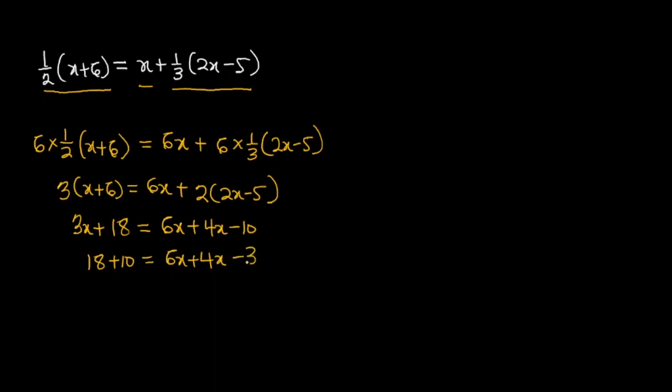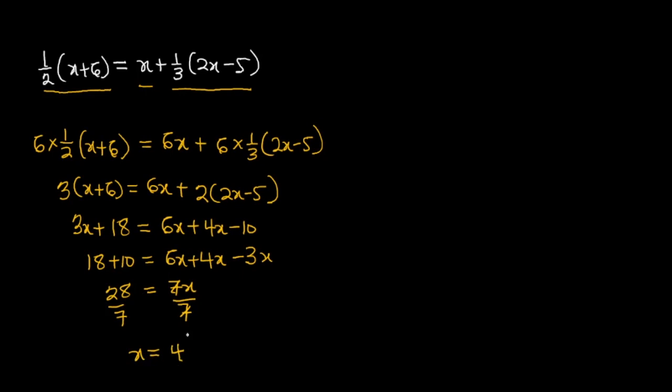It becomes negative 3x. So 18 plus 10, this will give me 28, is equal to 6 plus 4, that will give me 10, minus 3, it will give me 7x. So from here, I now divide by the coefficient of the x term so that the x will stand alone. So I divide both sides by 7, and then x will give me 28 divided by 7 will give me the value 4.